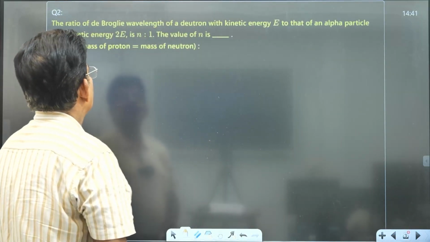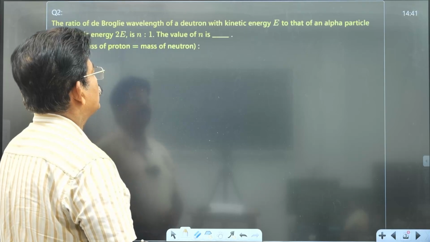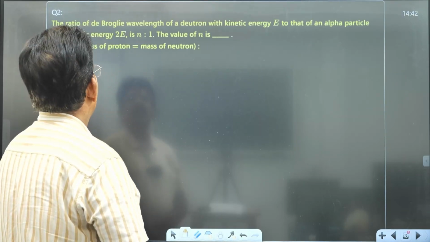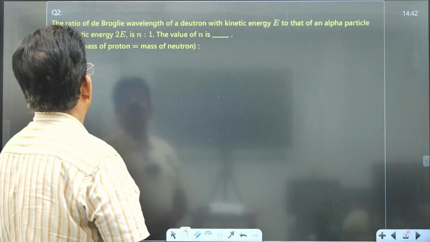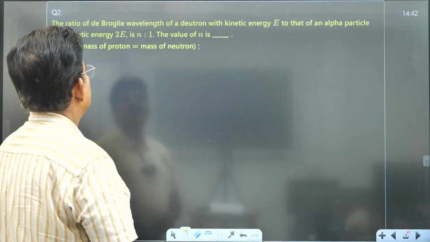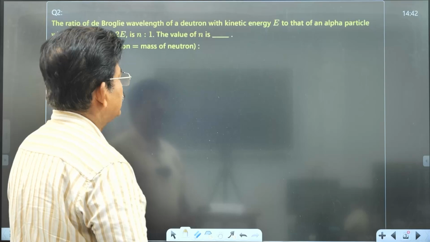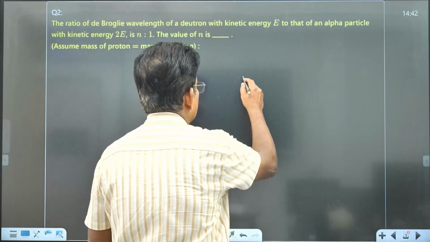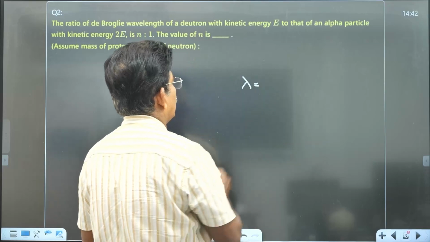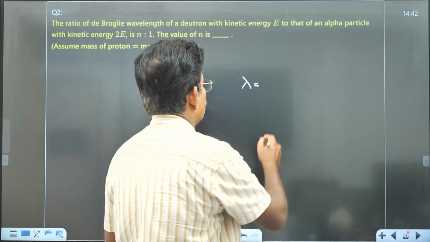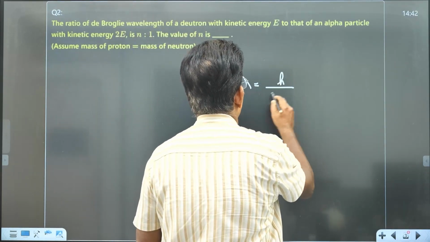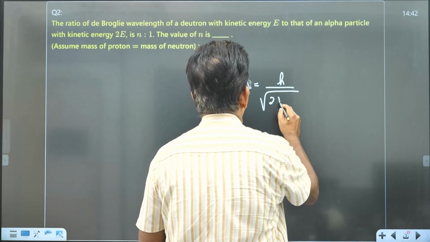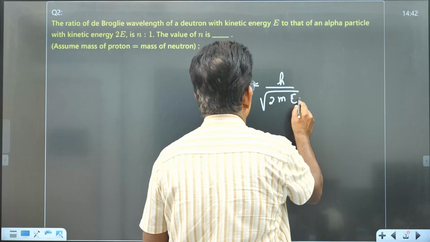Other one: the ratio of the De-Broglie wavelength of a deuteron of kinetic energy E to that of an alpha particle of kinetic energy 2E is n is to 1. So it's an easy question. De-Broglie wavelength in terms of energy, I'm not going into the explanation part. Lambda is equal to h by root of 2 into mass into energy.